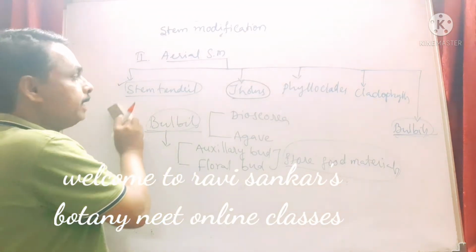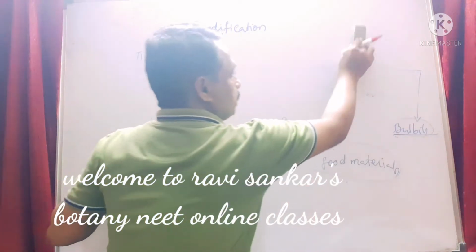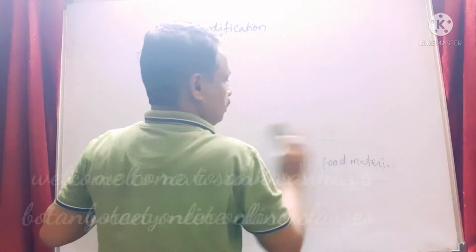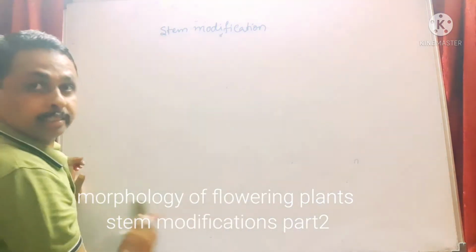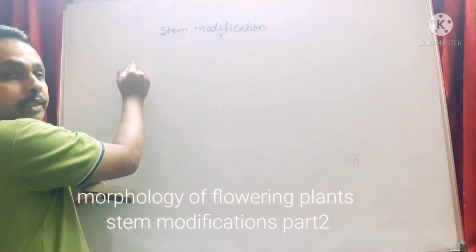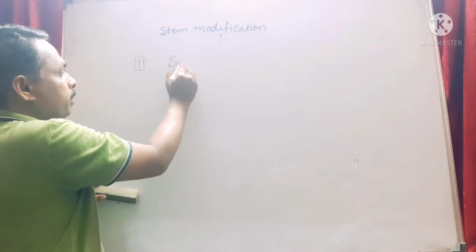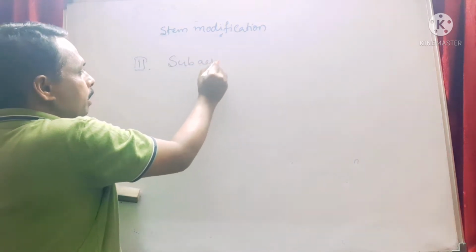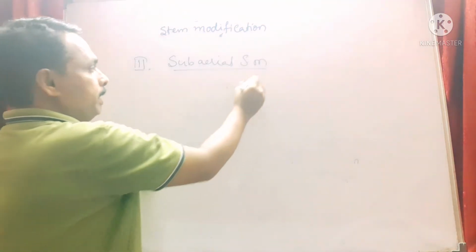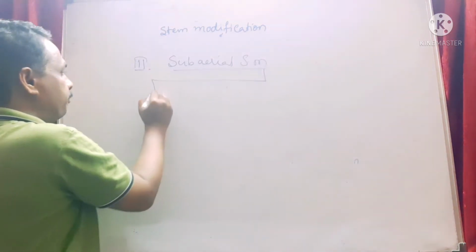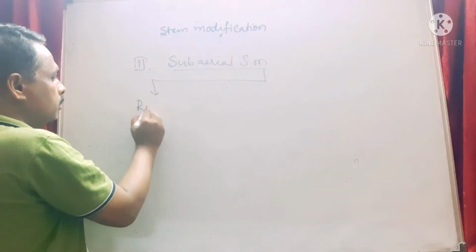Now let us discuss the third type. What is the third type? Third type is subaerial stem modification. This subaerial stem modification also has different types. What are those? The first one will be runner.